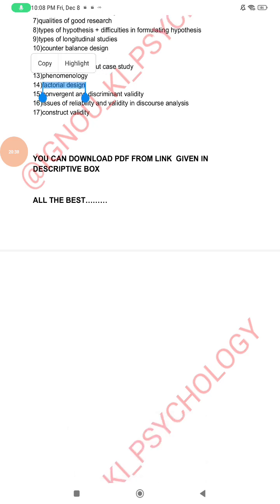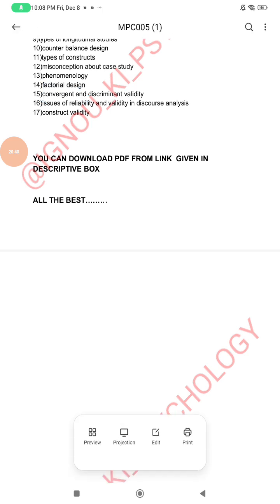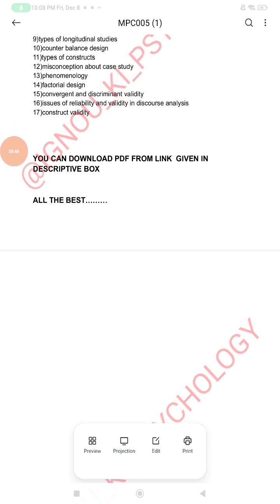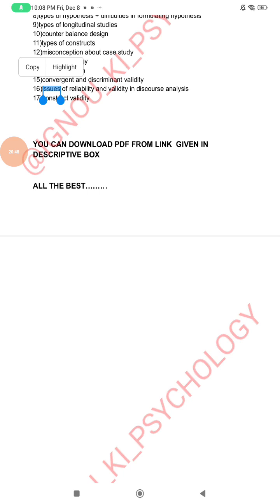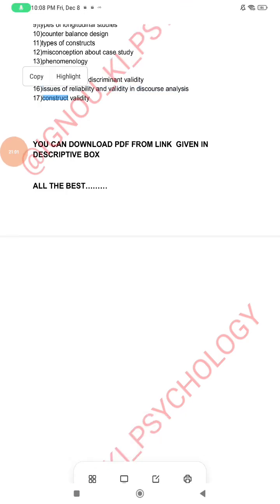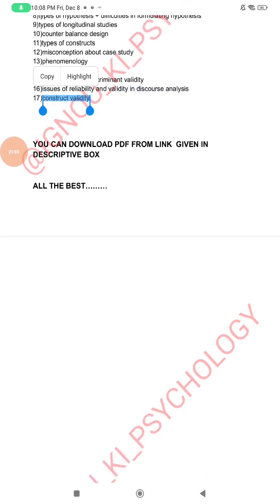Question number 14, factorial design. It is again variable designing. Question number 15, convergent and discriminant validity. These are the types of validity we have seen. Question number 16, issues of reliability and validity in discourse analysis. What is discourse analysis? We have seen. So issues of validity and reliability in that discourse analysis. Explain that.